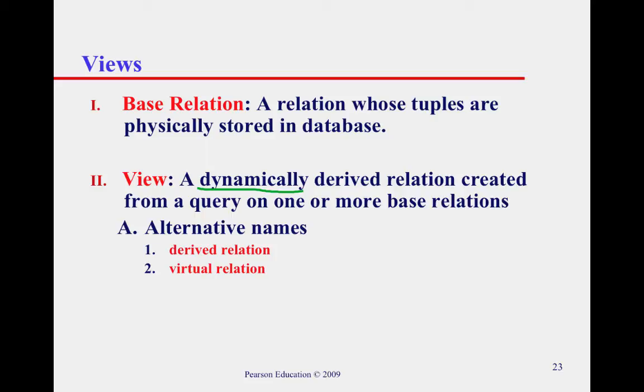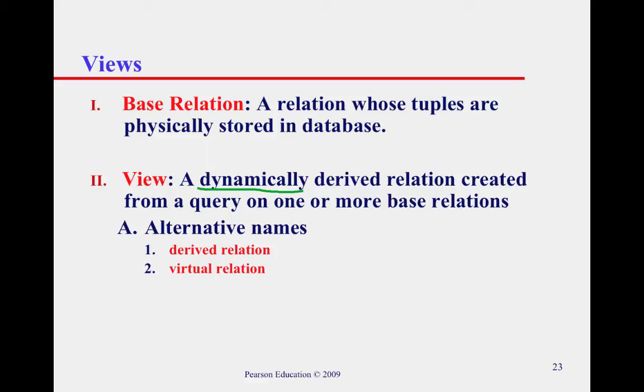As an example, I may want a view that shows me all staff at branch B003 whose salaries are between $50,000 and $100,000. That's a view. It's not a relation that is physically stored in the database, but is derived from the base relation for a staff member.